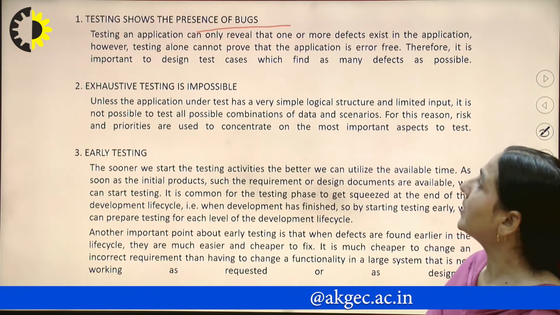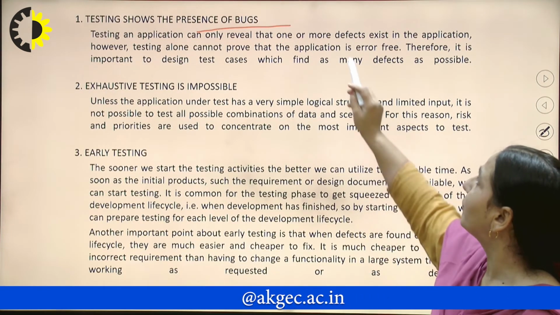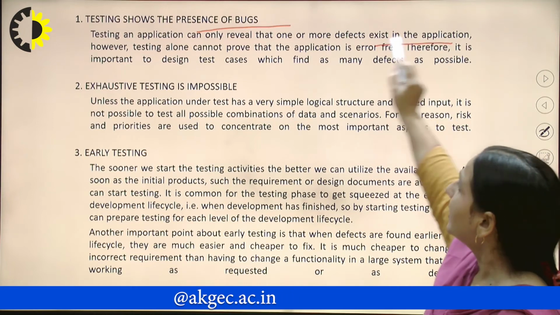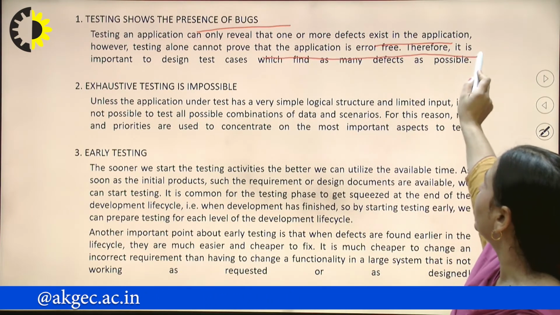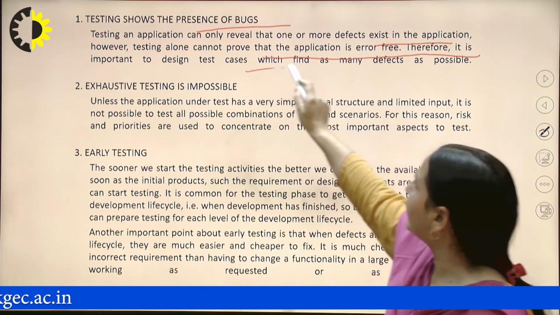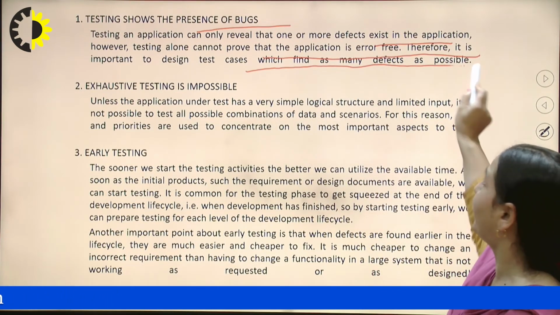Testing an application can only reveal that one or more defects exist in the application. Testing alone cannot prove that the application is error-free. Therefore, it is important to design test cases which find as many defects as possible.